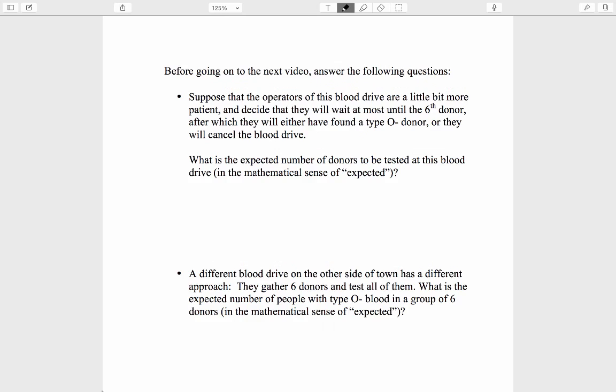A different blood drive on the other side of town has a different approach. They gather 6 donors and test all 6. What is the expected number of people with type O negative blood in a group of 6 donors? Again, in the mathematical sense of expected. Think about how these two questions differ from one another.